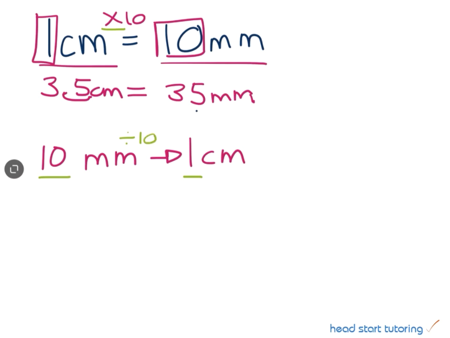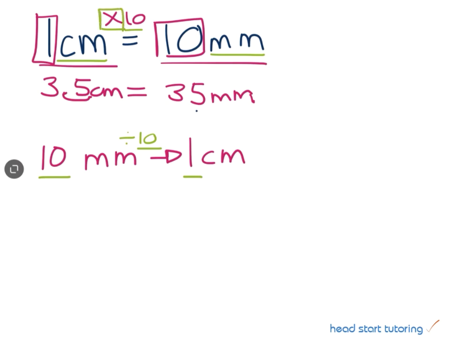So the important number to remember here is 10, because that is our conversion. When we're converting between centimeters and millimeters, our conversion will always be 10. So that's an important number to remember. And when we're going from the bigger measurement, such as centimeters in this case, to the smaller measurement, which is millimeters in this case, we will always multiply.